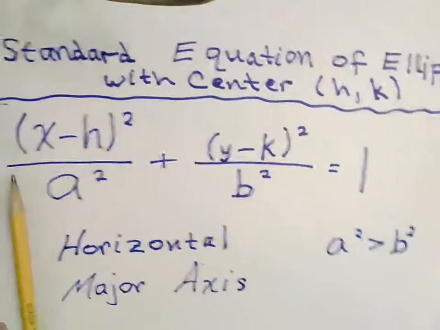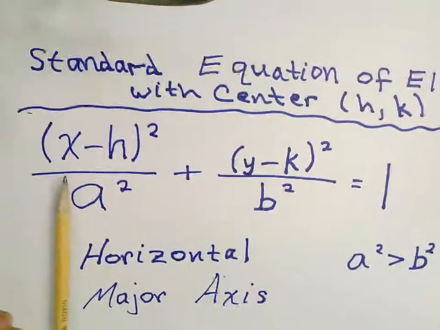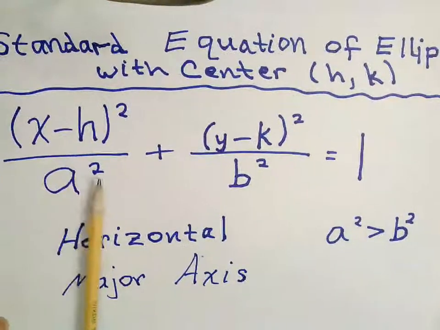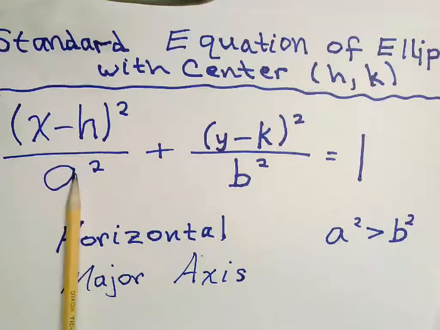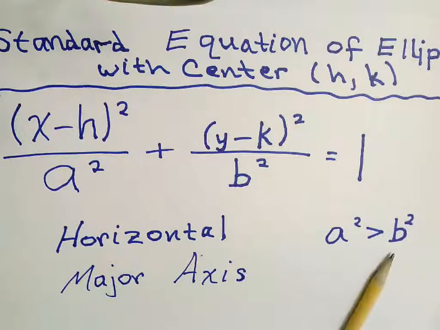Here we have the standard form for the equation of the ellipse. Notice that the a square is under the x variable. Remember, the a square is always the larger denominator, and the a square is going to be greater than the b square. And again, since the a square is under the x variable, the major axis is horizontal.